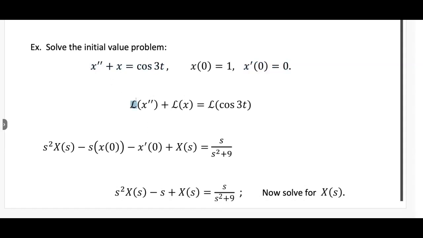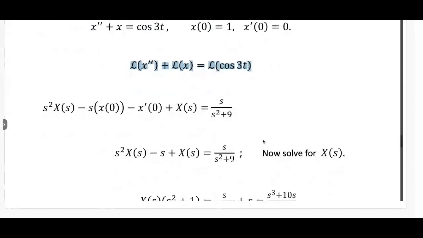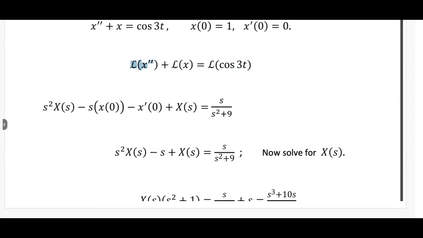Okay, we'll apply the Laplace transform. By linearity, we can separate them. Then by the theorem, the Laplace transform of x double prime is s squared times the Laplace transform of x of t, minus s times x of 0, then minus x prime of 0. The Laplace transform of x is just X of s. The Laplace transform of cosine 3t is s over s squared plus 9. Remember for cosine kt, the denominator is s squared plus k squared.